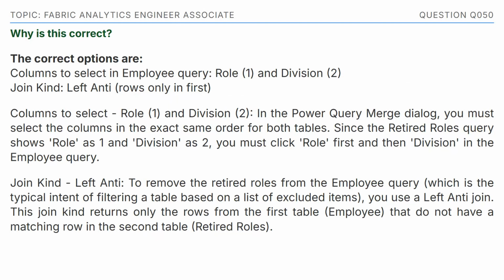The correct options are columns to select in the Employee query: Role, 1, and Division, 2. Join kind: left anti, rows only in first. Why are these options correct?